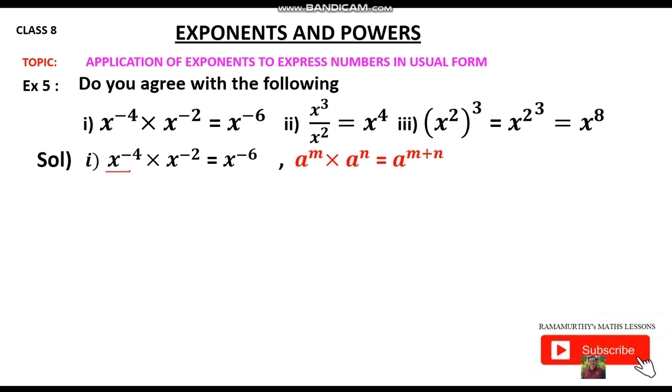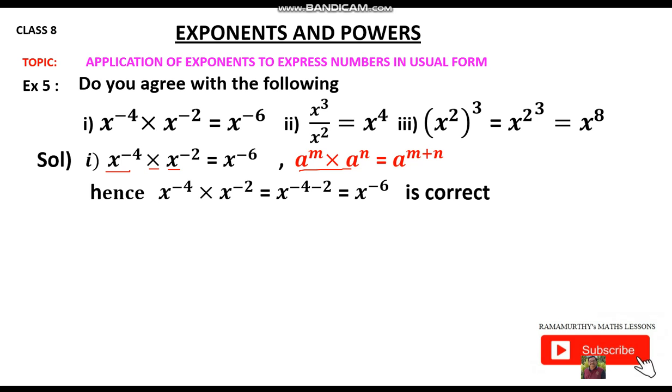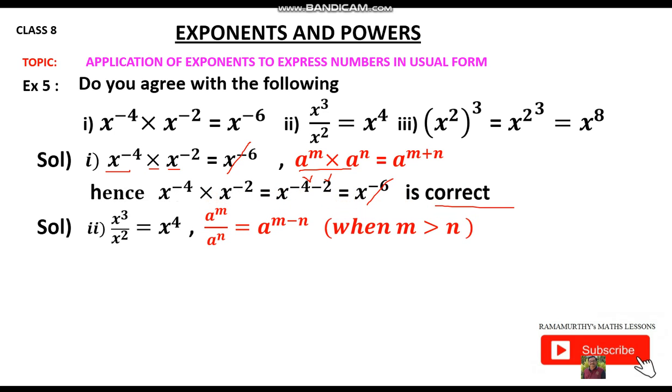Here the bases are equal and this is a product law, so we use this law: a^m × a^n gives us a^(m+n). Hence x^-4 and x^-2 can be written as x^(-4 + -2), which gives us x^-6. So this is equal to the right side. Hence this is correct.